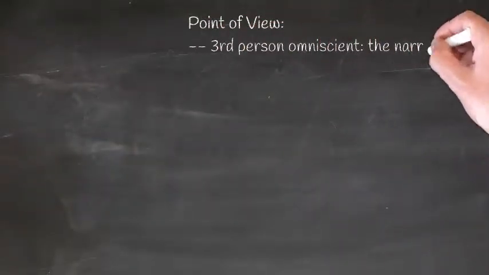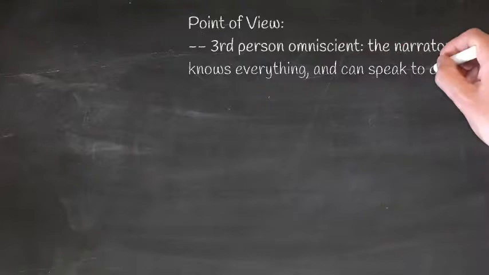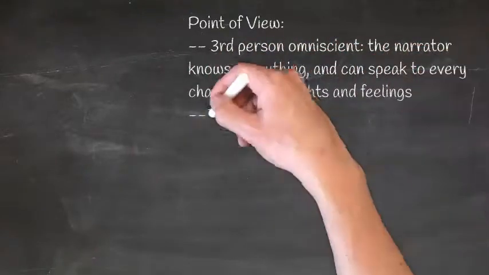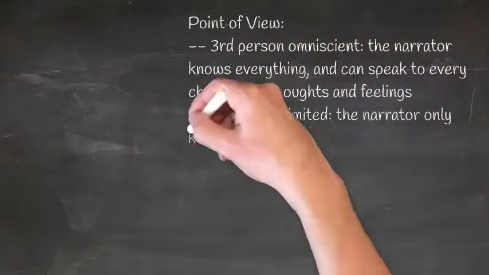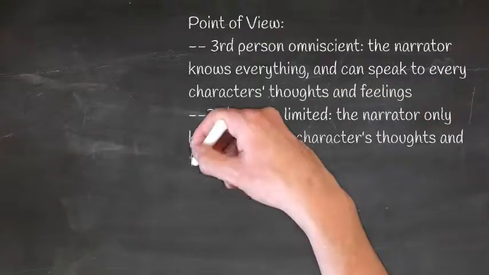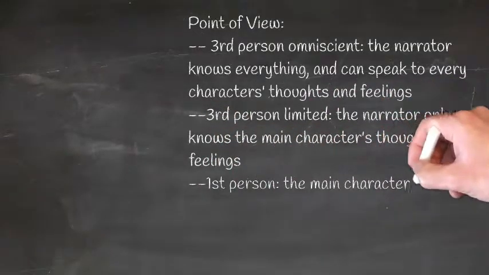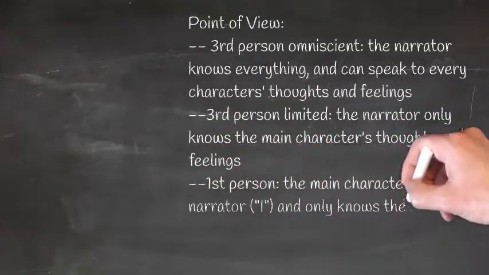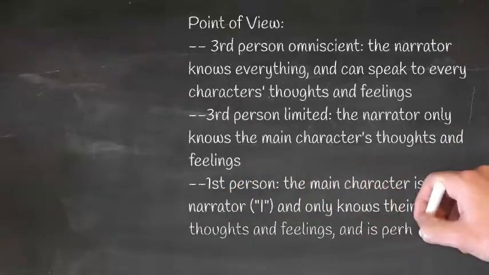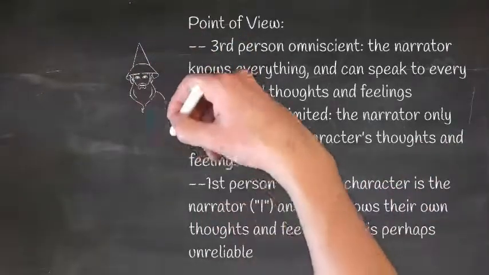Point of view. Third person omniscient: the narrator knows everything and can speak to every character's thoughts and feelings. Third person limited: the narrator only knows the main character's thoughts and feelings. First person: the main character is the narrator, I, and only knows their own thoughts and feelings and is perhaps unreliable.